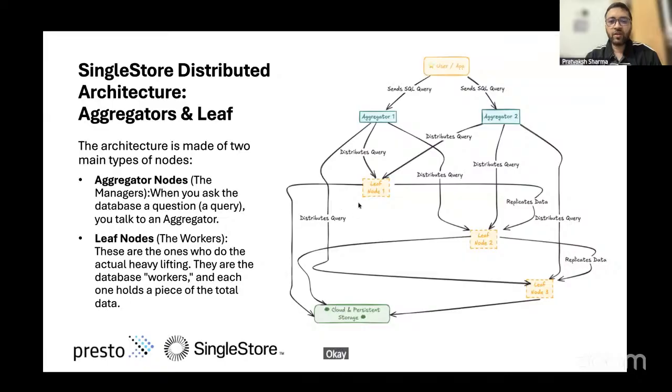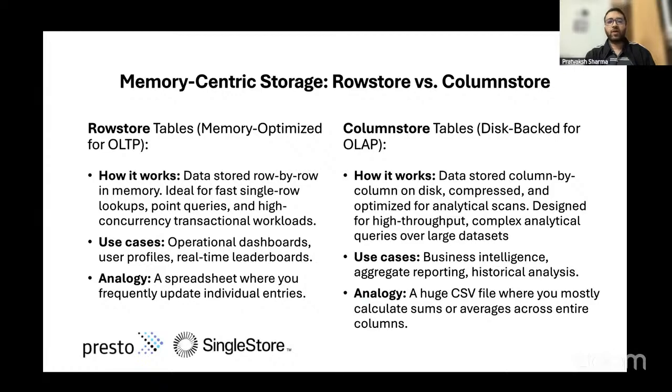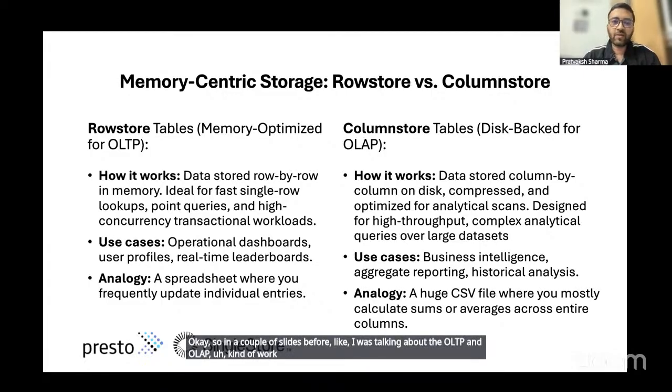Okay, so you can think of the leaf nodes as the workers because they are actually doing the processing and then giving the results back to the user or the client. Okay, so a couple of slides before, I was talking about the OLTP and OLAP kind of workloads, right? So let us try to understand that in a bit more detail.